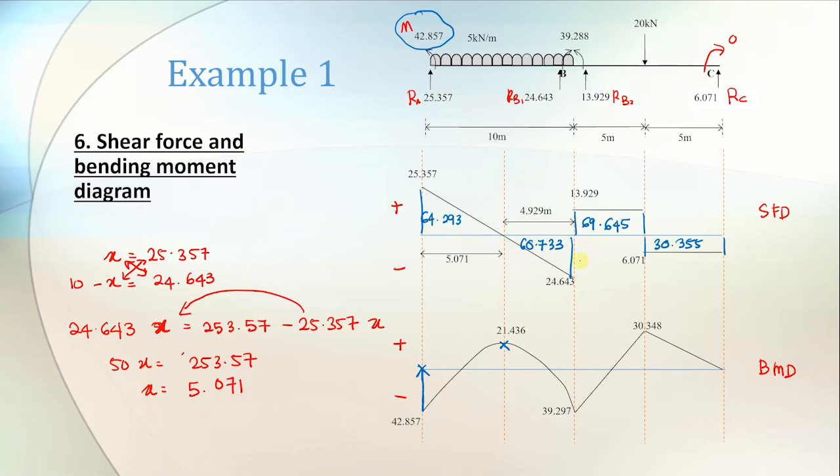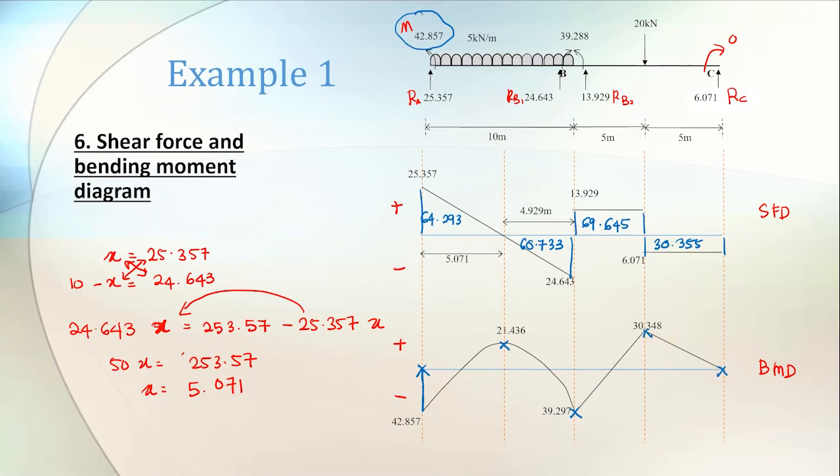For the second area, this is 60.733. This area is negative in the SFD. So when negative 29.436 minus 60.733, you will get this value, 39.297. We have 69.645. The area is at the positive area. Just plus this 39.297 and you will get 30.348. The last one is 30.355. The area is negative. Therefore, you just minus.